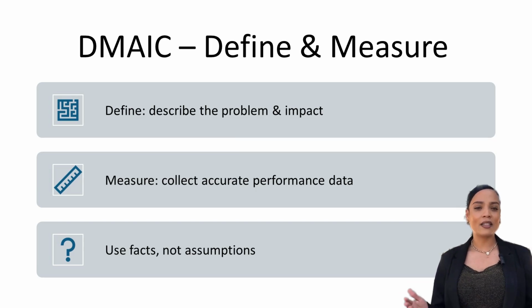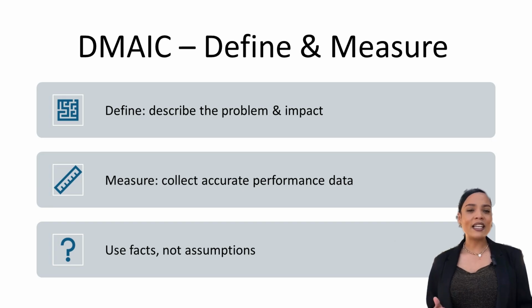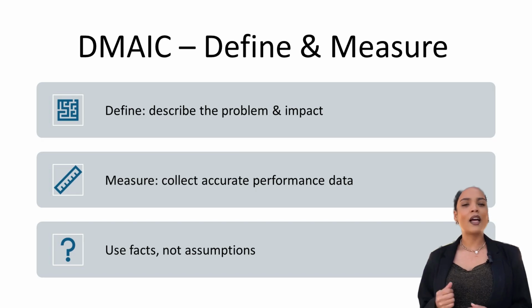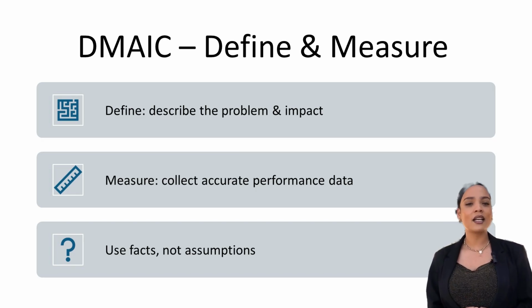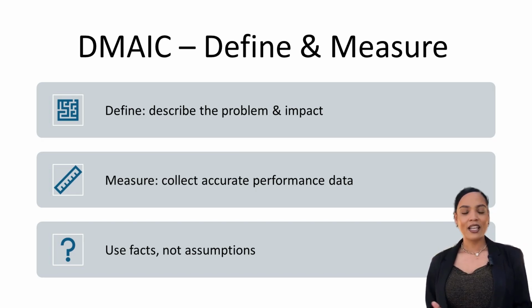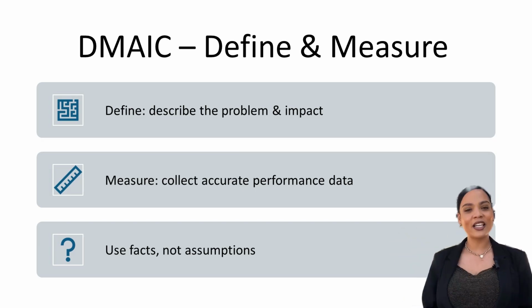2. Measure. Next, we collect data. We measure current performance accurately: defect counts, types of defects, where they occur, when they occur, and under which conditions. As a supervisor, you may pull reports from quality systems, tally sheets, or check sheets filled in by operators.